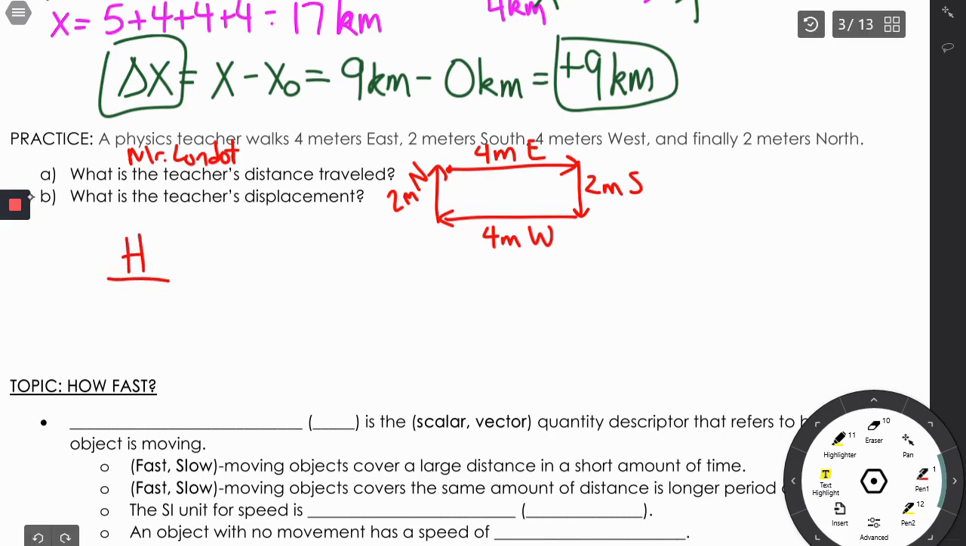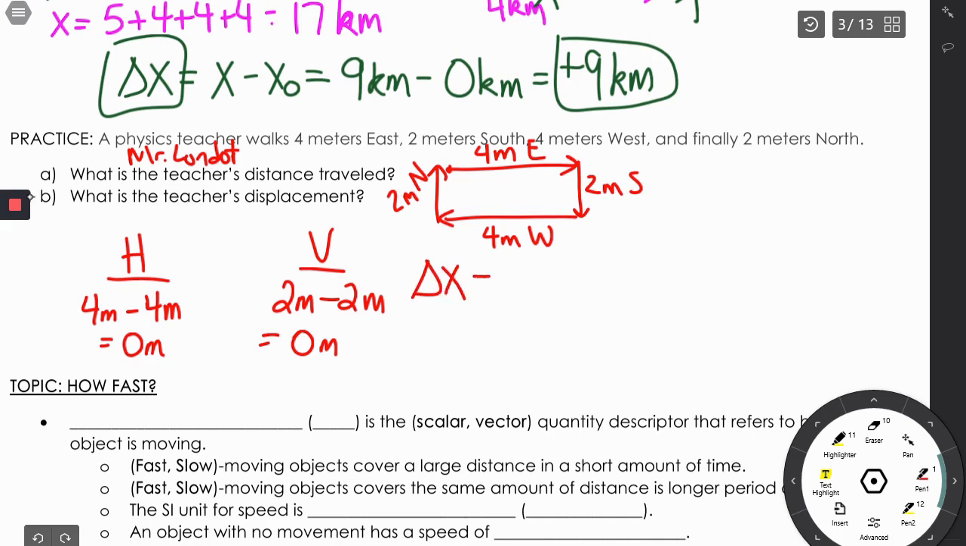If I take my horizontal and my vertical travels, east is the positive and west is the negative. So how far did I go horizontally? Well, I didn't go anywhere. And if I do the same thing with my verticals, I go 2 meters north, I go 2 meters south. Well, guess what? Vertically, I didn't go anywhere. So what was my displacement, which is the answer to part B? It's actually 0 meters. So if you go in a loop, or a circle, and you just return back to where you start, your displacement is 0.